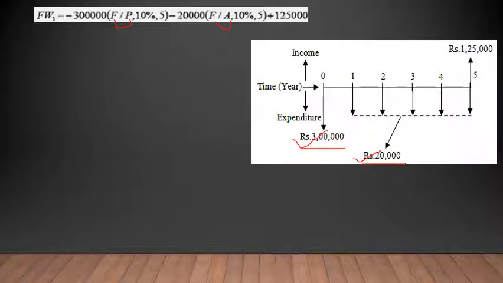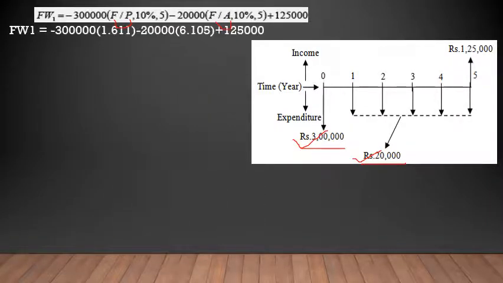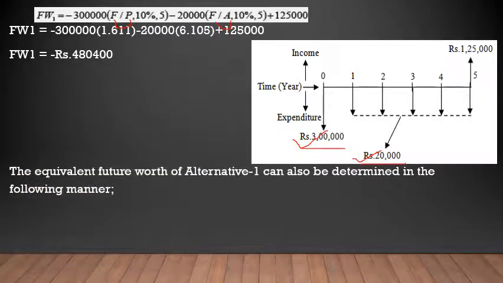Just to compare these things with present worth, we were retaining the present worth and converting all others to present worth. Here we are retaining the future worth if we have any flow at the end, and converting every other cash flow to future worth. Okay. Now we will substitute the values from the factor table and get the answer 480,400. And it is negative because it is cost. Let us come to the second alternative.